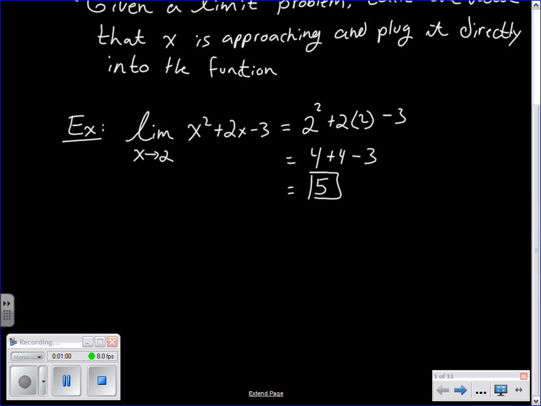The way that we found that is by direct evaluation. We just took the value that x is approaching, plugged it into the function, and got out the y value 5. So as x gets really close to 2, our y values get really close to 5.